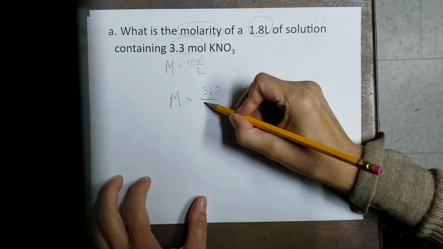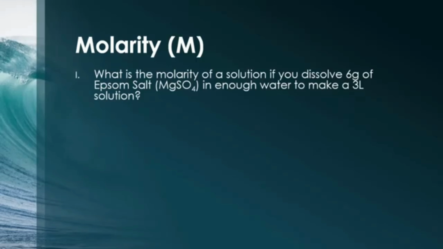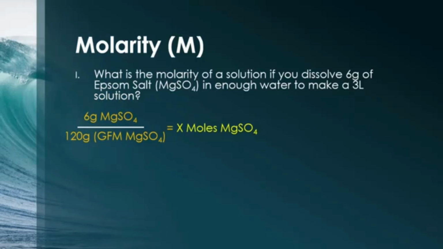Now let's try a more complicated problem with molarity. This is advanced, where we're trying to find the molarity of a solution that has 6 grams of Epsom salt in 3 liters of solution. The first thing we'll have to do is calculate moles. So we're going to divide the given mass by the gram formula mass of magnesium sulfate.